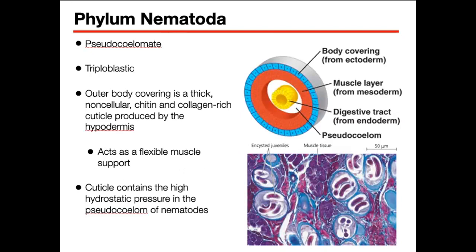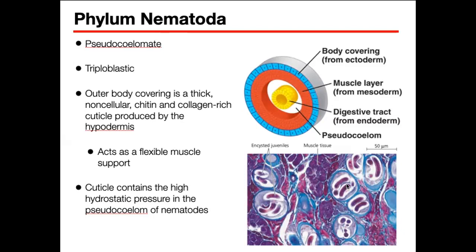Okay? Yung outer body covering nila is a thick, chitin collagen-rich cuticle produced by the hypodermis. And this combination of chitin and collagen-rich na cuticle produced by the hypodermis acts as a flexible muscle support. That is why if viewed under the microscope, nematodes are usually shiny, like yung cuticle, and then they are flexible in nature. Cuticle contains the high hydrostatic pressure in the pseudocoelom of nematodes, which house the internal organs of these organisms.